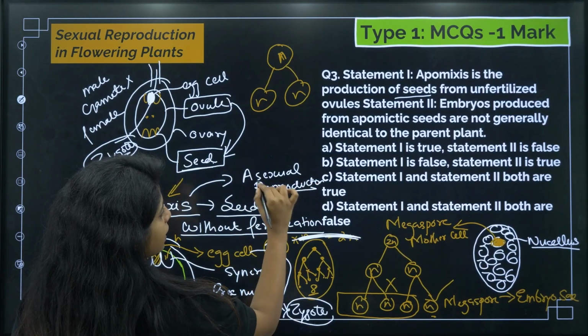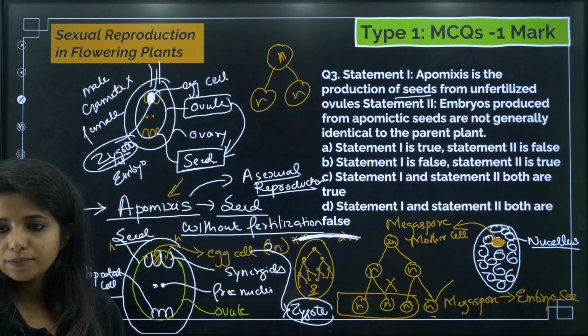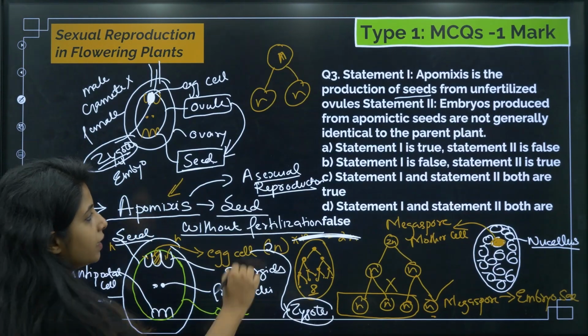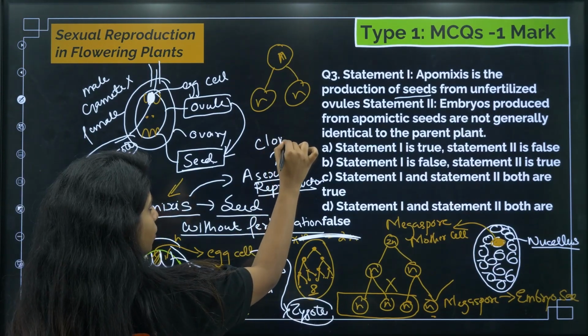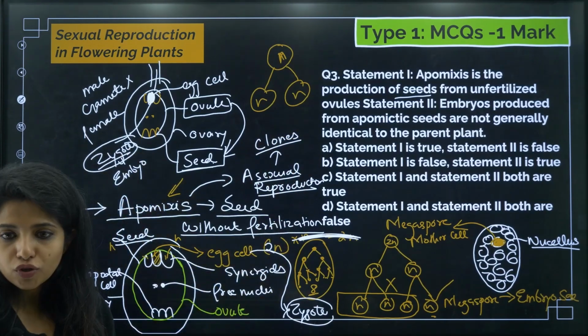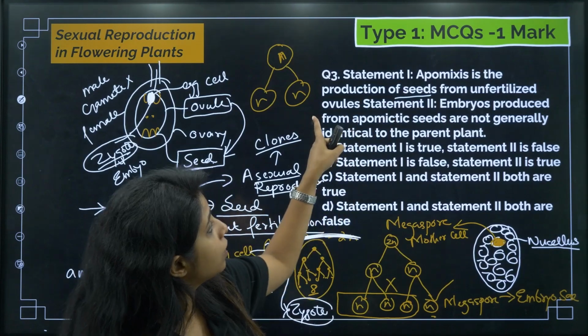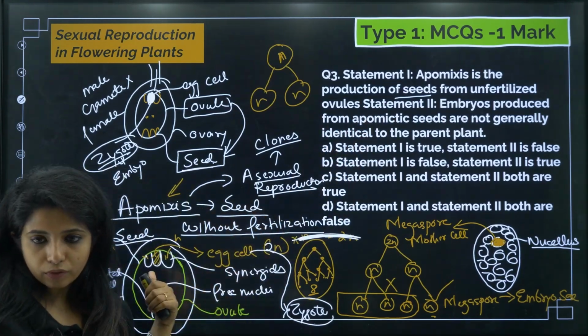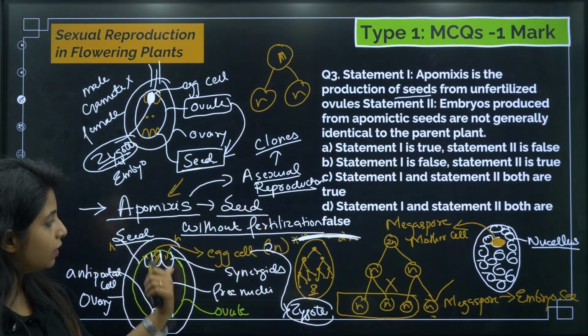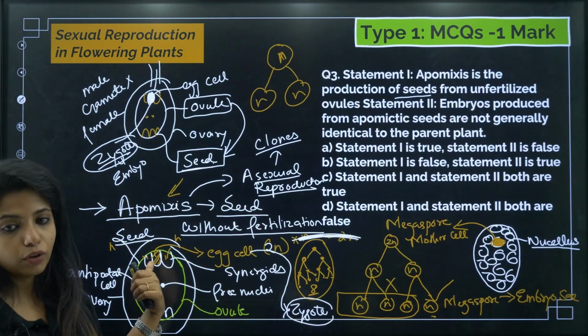It is like asexual reproduction. Fine. And hence, whatever things are got will be known as clones. They will be known as clones. So apomixis is the production of seeds from an unfertilized ovule. It is true. You are producing seed from an unfertilized ovule. It is not getting fertilized.